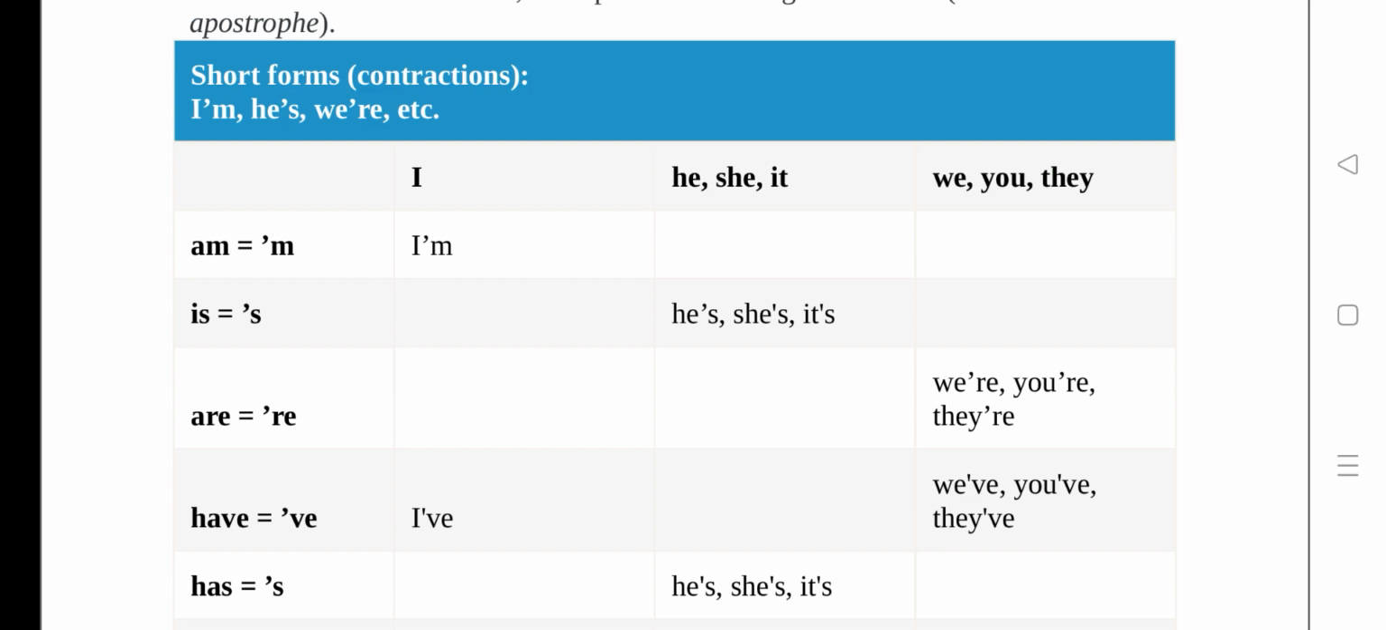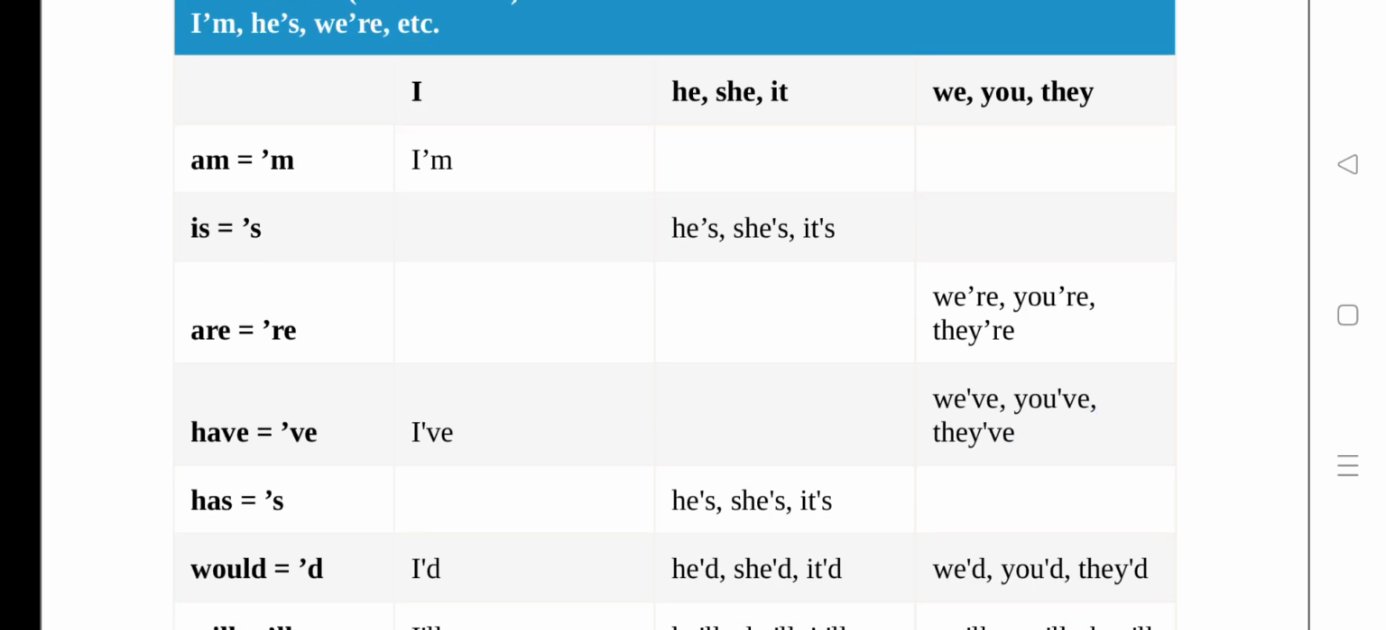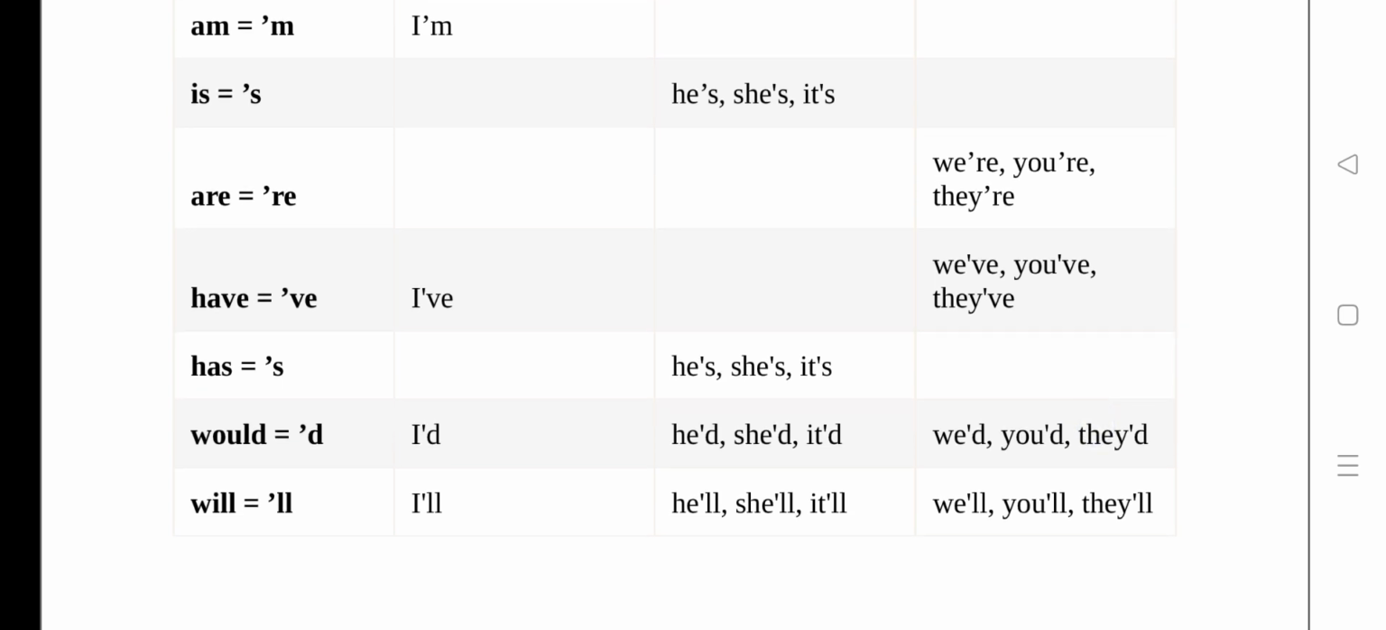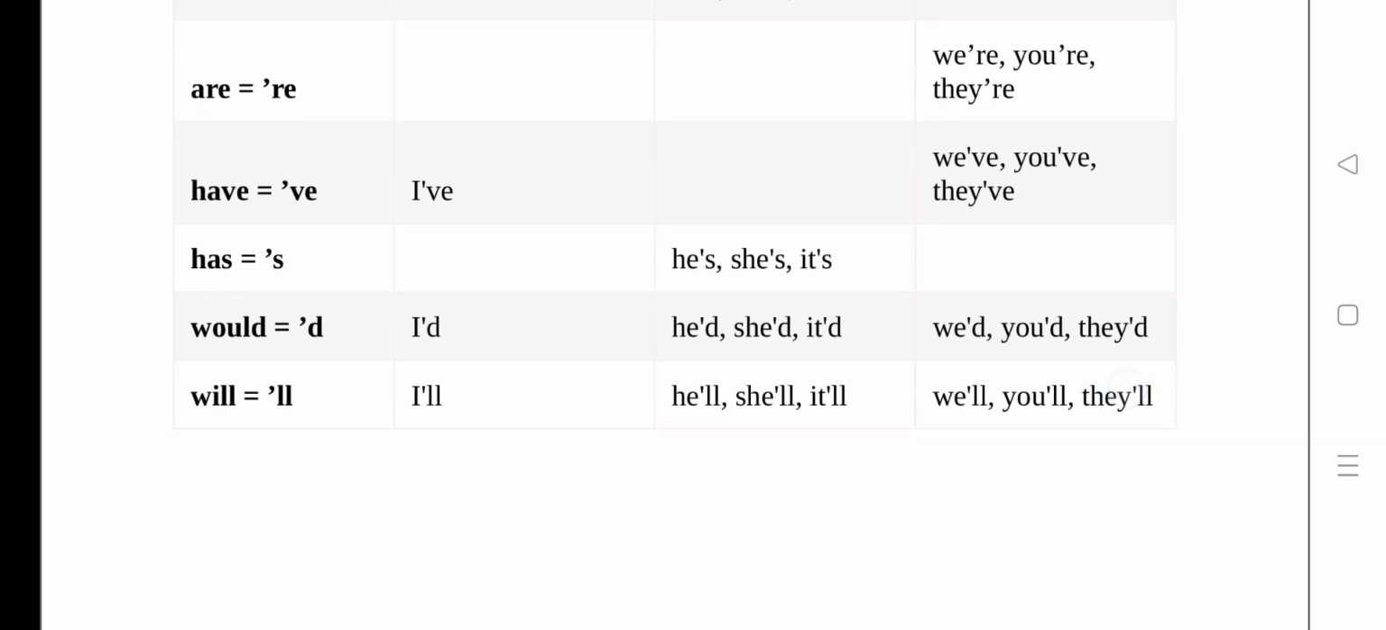I am, so we will say I'm. He is, we will say he's, she's, it's. We can say we're, you're, they're. And we can use have with we, you, they, like we've, you've, they've. And we also use apostrophe s as a short form of has with he, she, it. So it is he's, she's, it's.